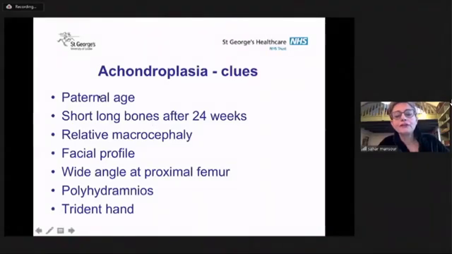So the clues: the father may be of increased age. The short long bones present after 24 weeks. There is a big head, relative macrocephaly. You may get it from the other ultrasound findings that we've outlined.